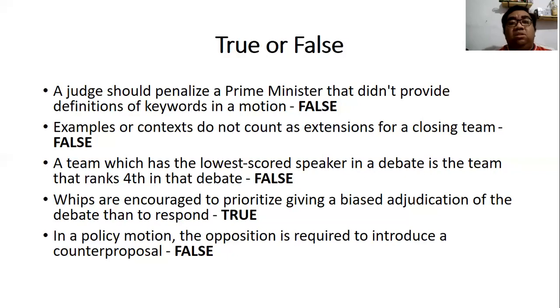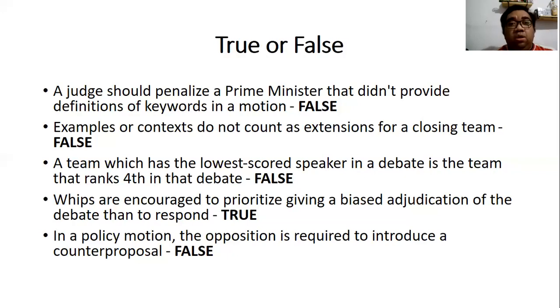So it is entirely possible that the lowest scored speaker in a debate doesn't come from the team that ranks fourth. This was a trick question because I think many people presumed that what we meant was the lowest in terms of accumulation of team score, but that was not the question. And so we felt that a lot of the judges fell for this trap and did not read the item carefully.